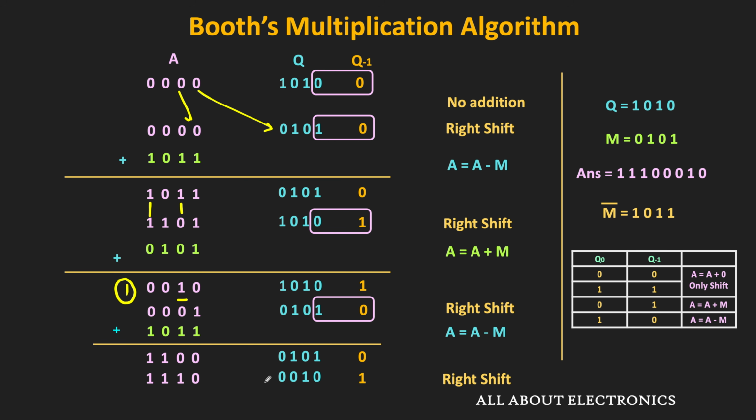So here, the content of the A and the Q will represent the final output. That is equal to 1110, 0010. And in the 2's complement form, that is equivalent to minus 30.